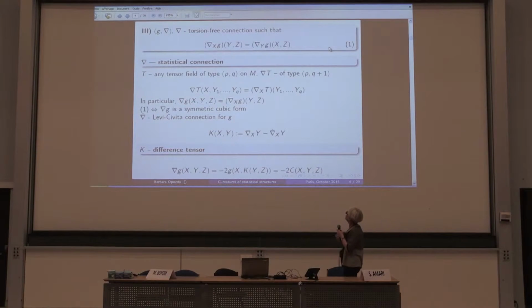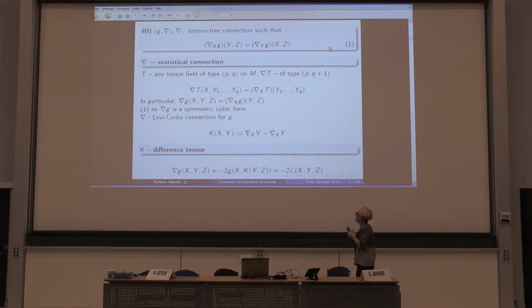Now, the third definition says that we have a pair, g and nabla, where g is, as before, a metric tensor field. Nabla is a torsion-free connection such that (nabla_X g)(Y, Z) is symmetric in X and Y. And nabla is called a statistical connection in this case. If we adopt the convention that for any tensor field T of type (p,q), nabla T is of type (p,q+1), where the direction of the covariant derivative nabla_X T, X, is put in the first place in the sequence of arguments of nabla T, then nabla g is just a 0-3 tensor field which is totally symmetric in the case where we have a statistical structure.